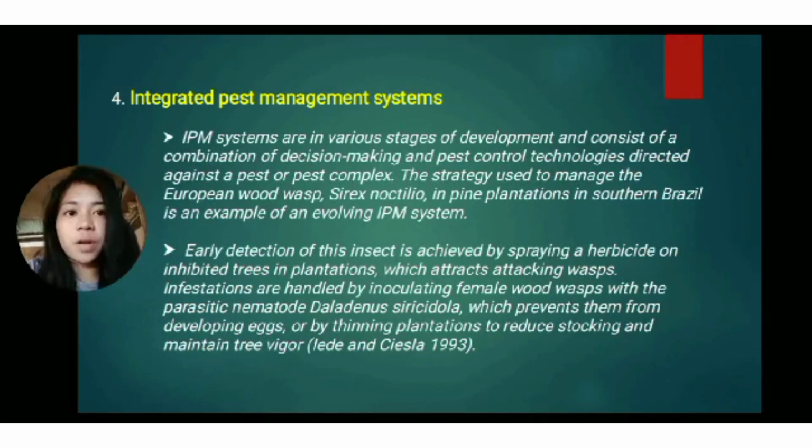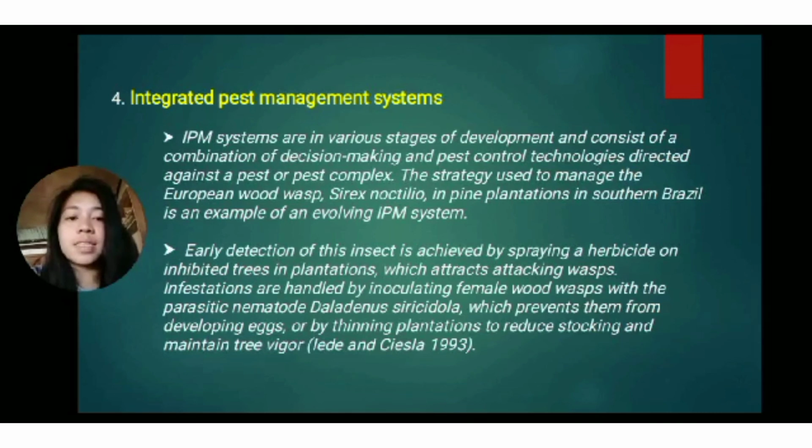IPM systems are in various stages of development and consist of a combination of decision making and pest control technologies directed against a pest or pest complex. The strategy used to manage the European wood wasp, Sirex noctilio, in pine plantations in southern Brazil is an example of an evolving IPM system.